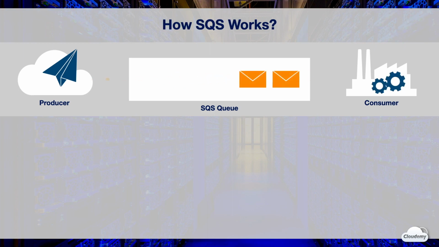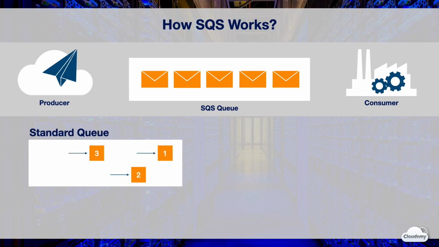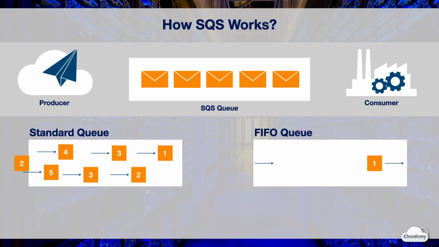SQS is suited for loosely coupled applications that can tolerate delay. In a standard queue, a message is delivered at least once, but occasionally more than one copy of a message is delivered. It tries its best to keep messages in order. However, some messages might be delivered in an order that is different from which they were sent. In a FIFO queue, a message is delivered exactly once, and remains available until the consumer processes it and deletes it. The first in first out order is strictly preserved.